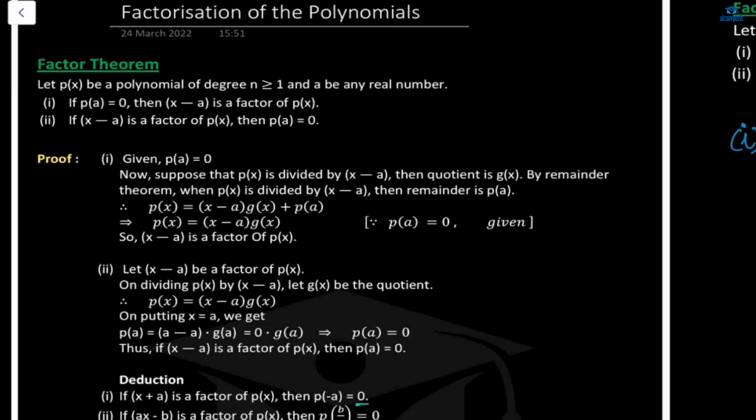And in our next lecture we'll be discussing how to factorize a quadratic polynomial and how to factorize a cubic polynomial. We'll be using the factor theorem and also splitting the middle term. So that we will see in the next lecture.